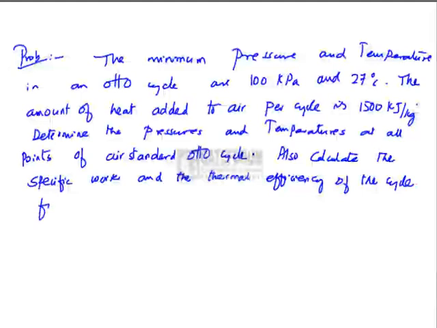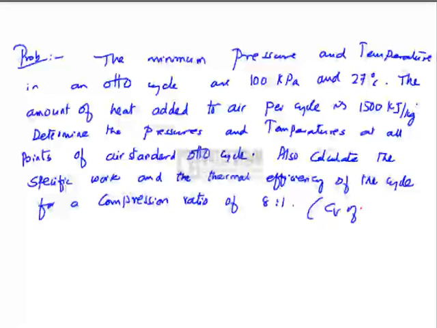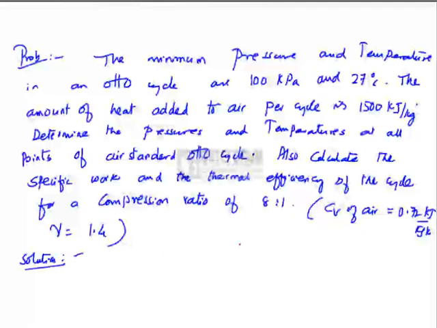For a compression ratio of 8:1, take CV of air is equal to 0.72 kilojoule per kg Kelvin and gamma of air, as we know, it is 1.4. The solution to this problem is obtained like this.